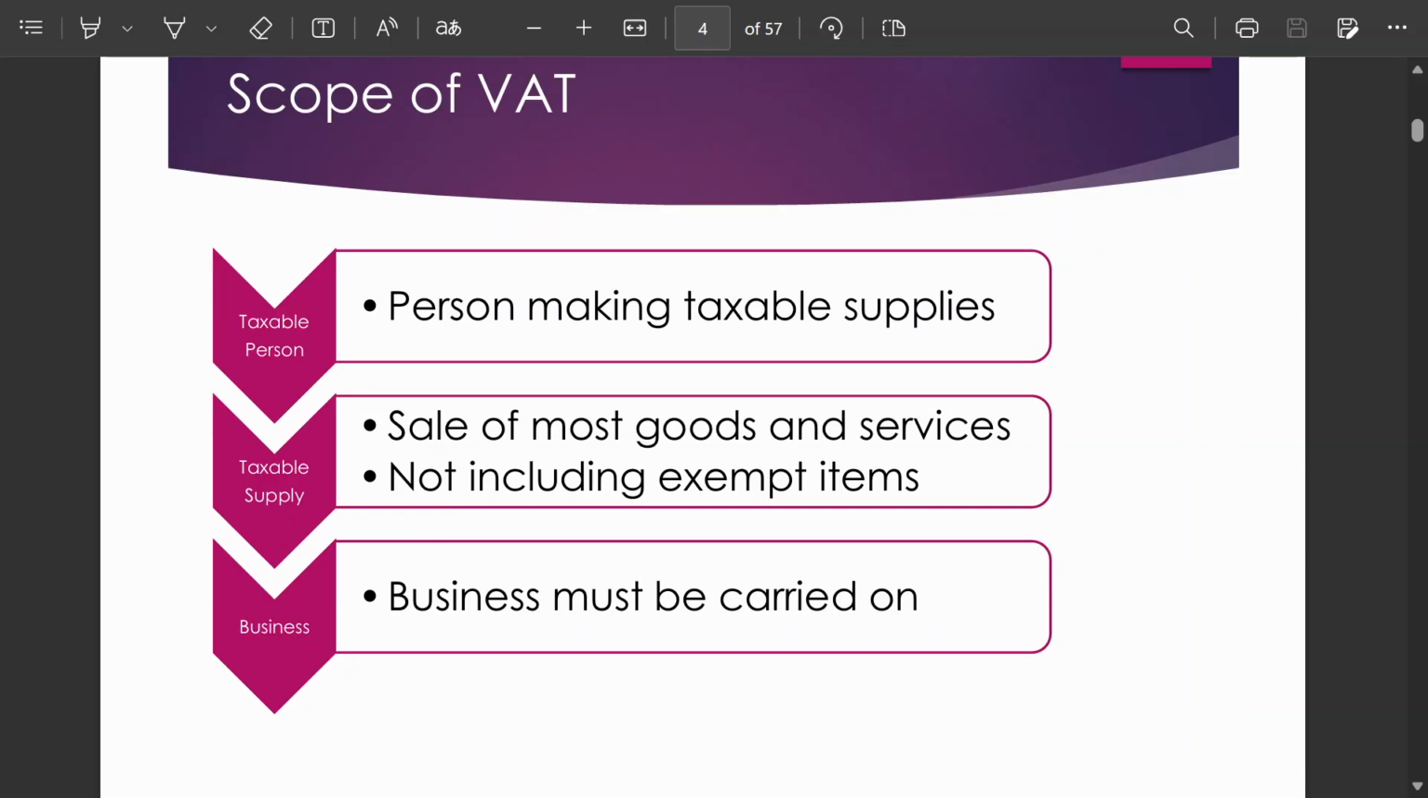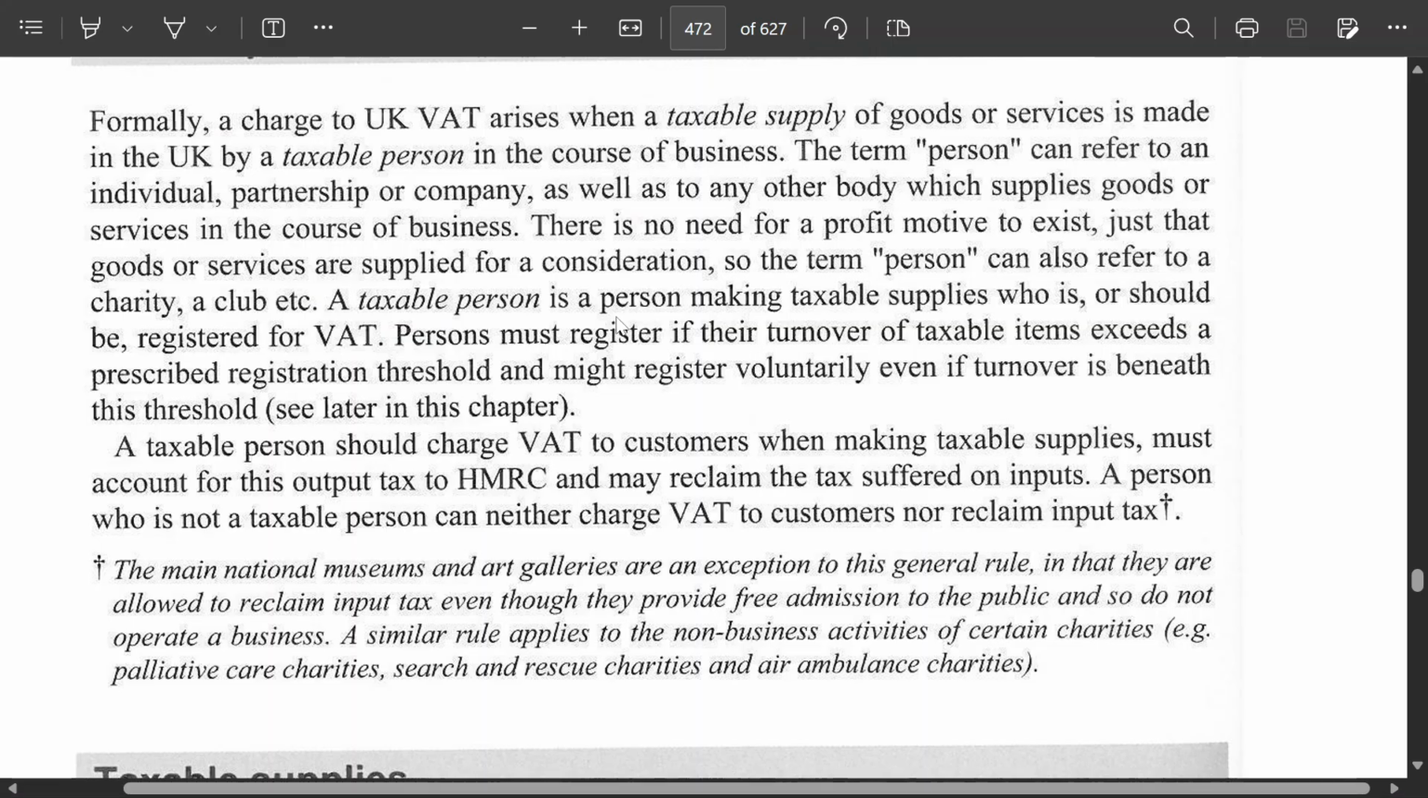Okay. A taxable person making taxable supplies. So let's look at these definitions. Two important definitions: taxable supply, taxable person. Okay, let's look at taxable person first. Taxable person is a very wide definition.